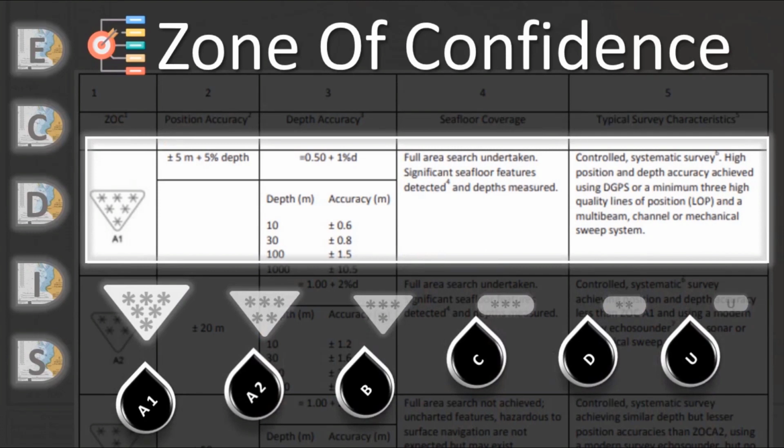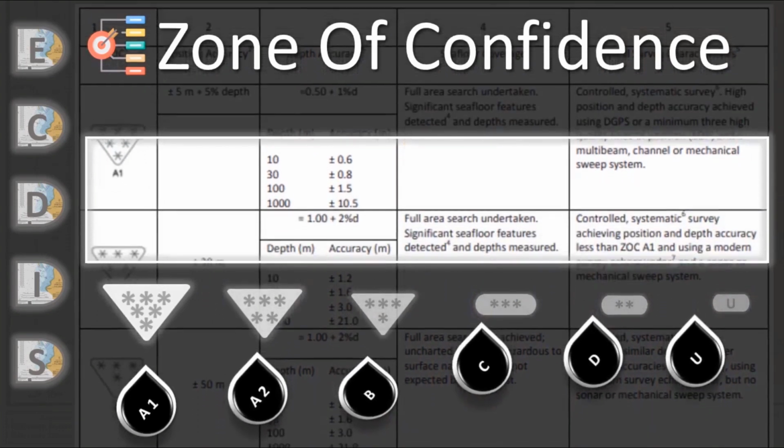Concerning seafloor coverage, in this case, full area search undertaken. Significant seafloor features detected and depths measured. Typical survey characteristics: controlled, systematic survey, high position and depth accuracy achieved using DGPS and a minimum of 3 high-quality lines of position and multi-beam, channel or mechanical sweep system.